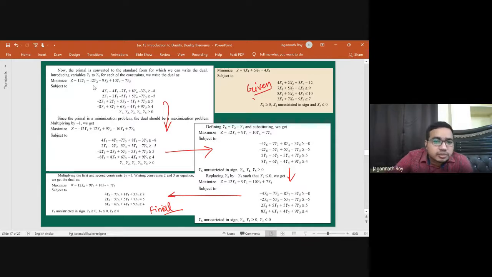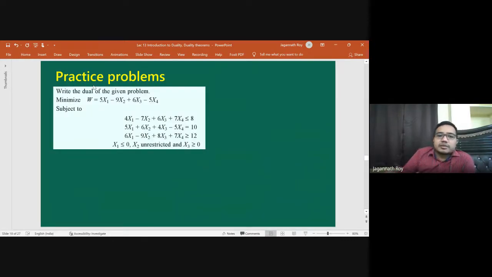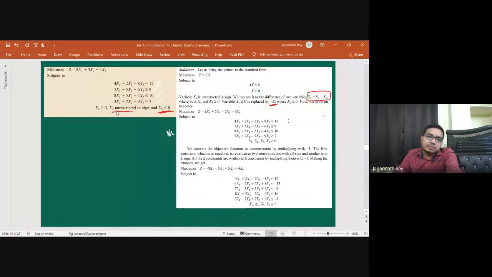These are some exercises. Try to find the dual of this problem. I am giving you only one, because it has less than, greater than, and equality. Try to follow the steps given in the previous problem.